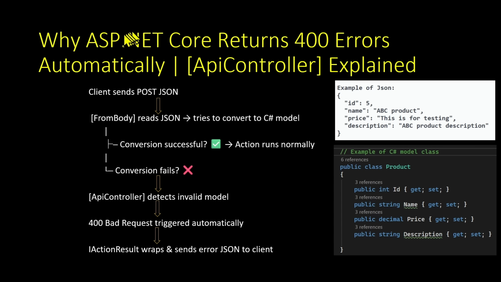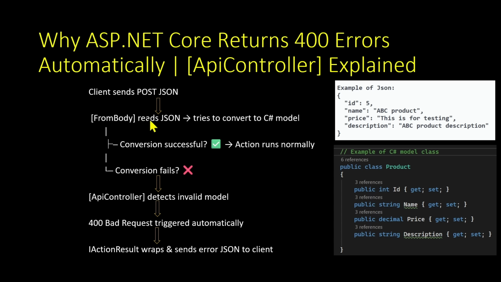This diagram is about why ASP.NET Core returns 400 errors automatically. As per the diagram, you can see the client sends a POST with JSON. This is a sample of JSON data. In the price, I intentionally put wrong data. By right, it should be a number, but I'm sending a string value. This JSON data is sent to our API endpoint.